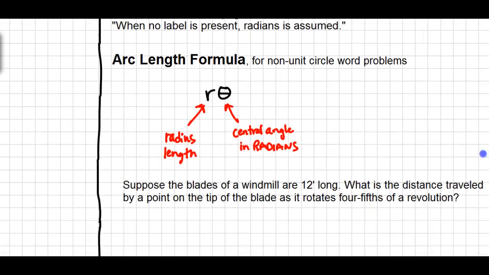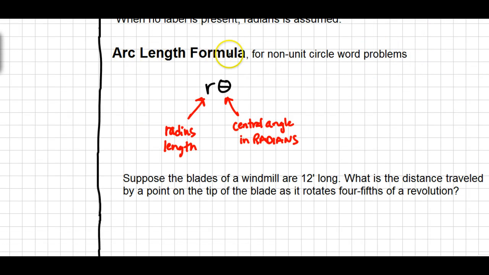The last item for the notes for today is the arc length formula. Typically, the arc length formula is used for non-unit circle type word problems, and it's a very easy formula. It's radians for the angle times radius for a length. Keep in mind that this symbol, which I'll draw a little bit more clearly, is another Greek symbol, and the symbol itself is named theta, and theta stands for an angle within the circle. Keep in mind that that angle needs to be measured in radians.